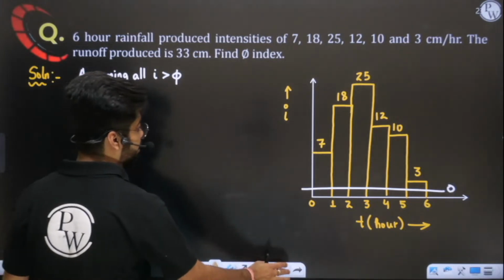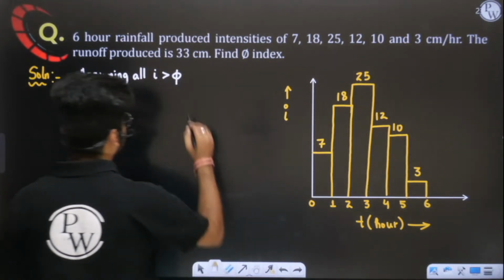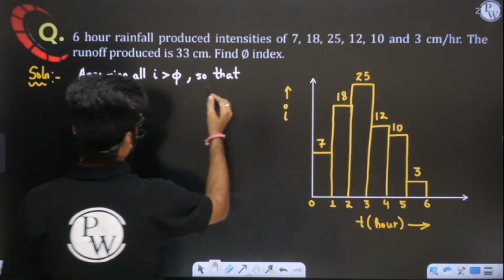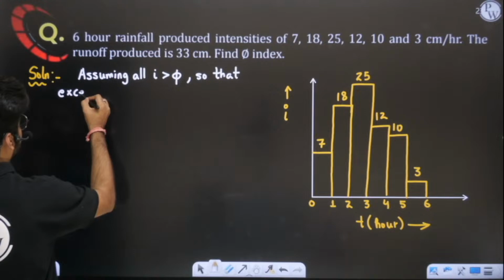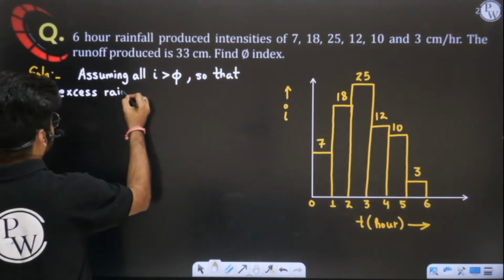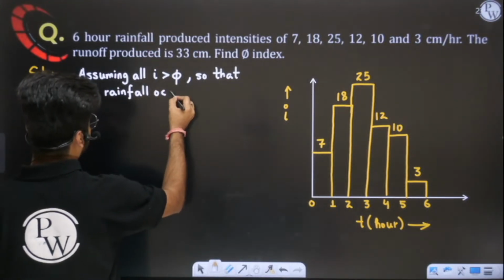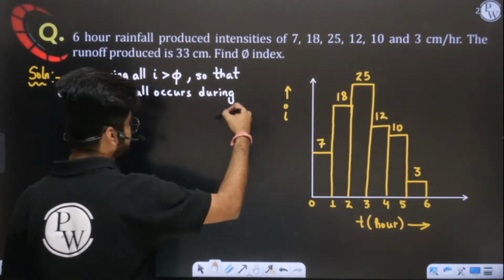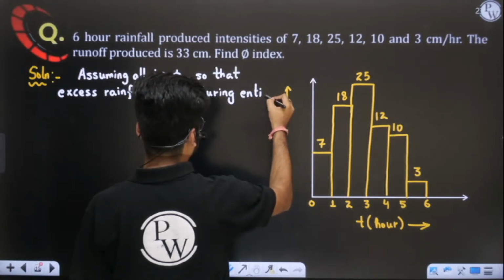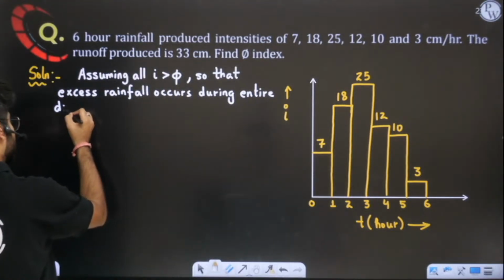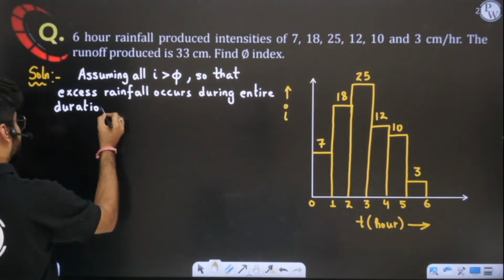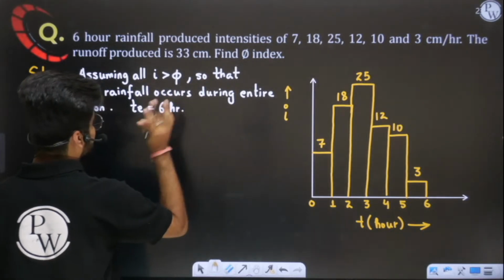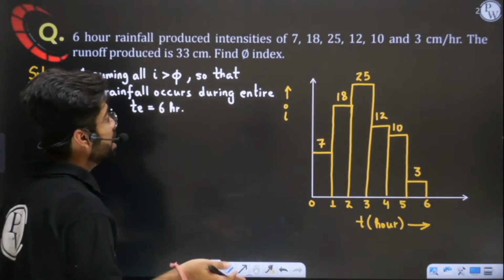So I am assuming phi value is less than all the I values, so that excess rainfall occurs during the entire duration. Yes or no? That's why I've assumed this, which means that excess time is equal to 6 hours. Okay, so according to my assumption, let us see if we are correct or not.